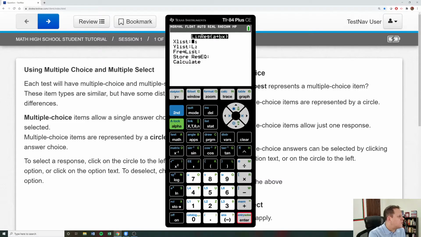My x list is L1, my y list is L2, my freq list, I'm just going to leave that blank. I don't really care about storing the regression equation anywhere because I don't really care what it looks like. But I will calculate this, and it gives us this. And so we can use this. These are the two parameters, the intercept and the slope. We can construct our regression equation. But I'm going to need to do that at my board, so give me just a sec.